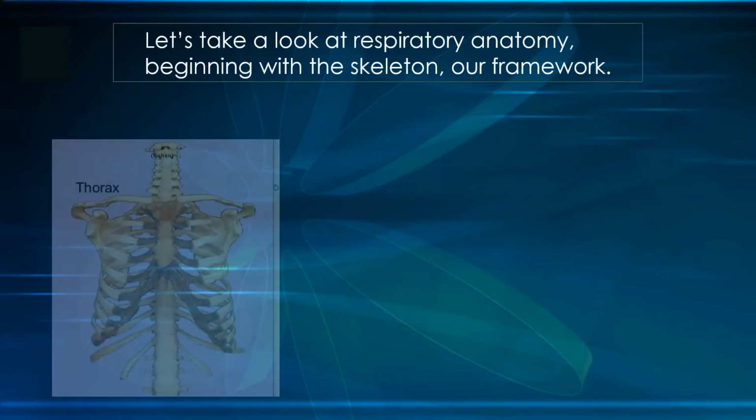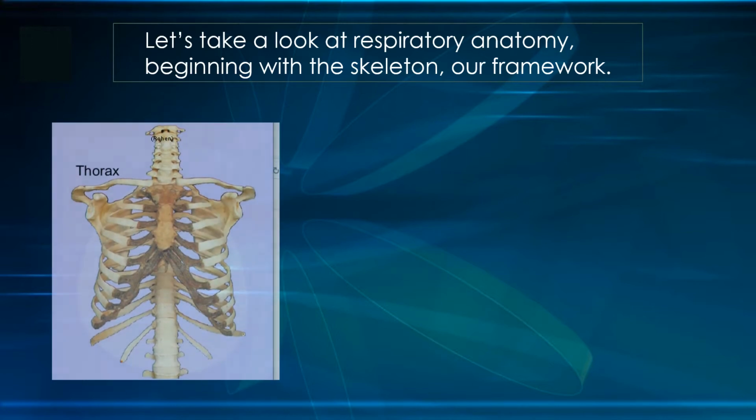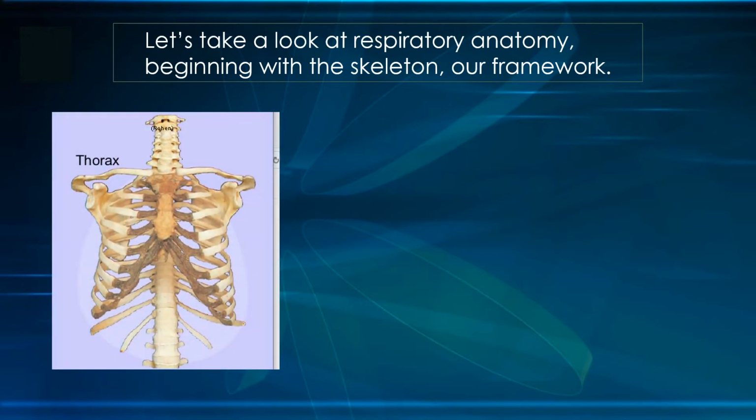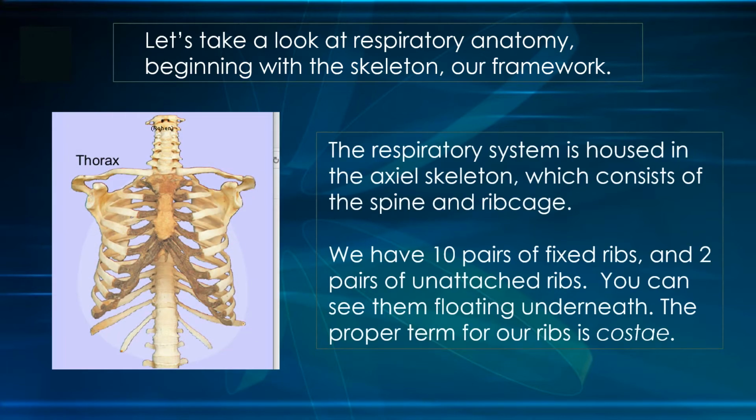Let's take a look at respiratory anatomy, beginning with the skeleton, our framework. The respiratory system is housed in the axial skeleton, which consists of the spine and rib cage. We have 10 pairs of fixed ribs and 2 pairs of unattached ribs. You can see them floating underneath. The proper term for our ribs is costae.